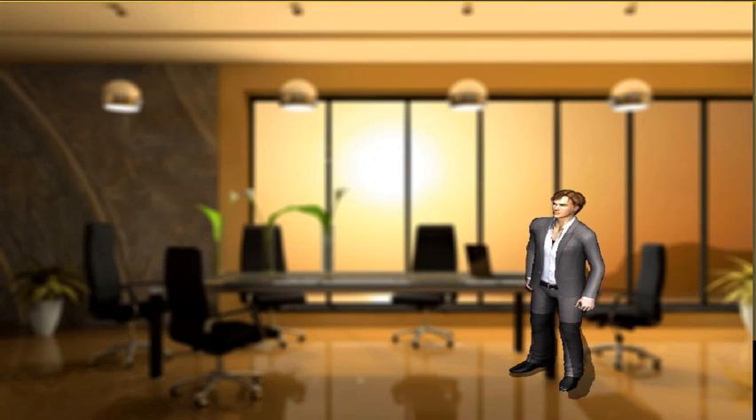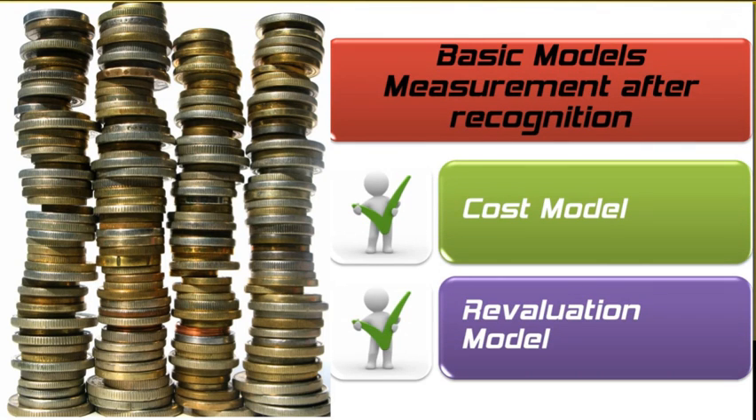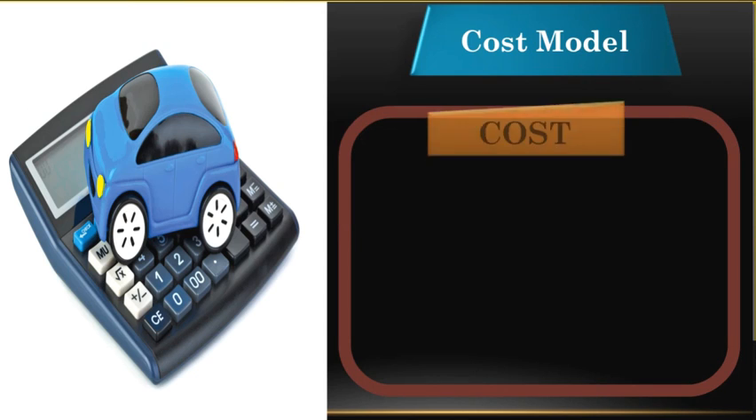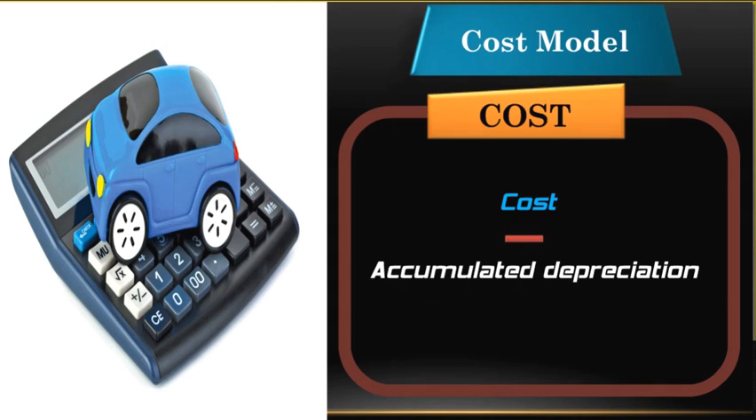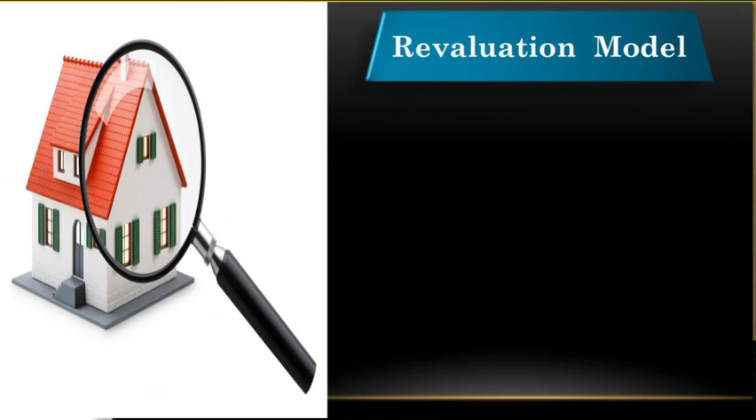Measurement after recognition. Now let's take a look at how the asset should be subsequently measured after its initial recognition. Here, Ind AS 16 prescribes us two basic models. First one is cost model. Under this model, an item of PPE should be carried at cost, which is cost minus accumulated depreciation minus accumulated impairment loss. The second model is revaluation model.